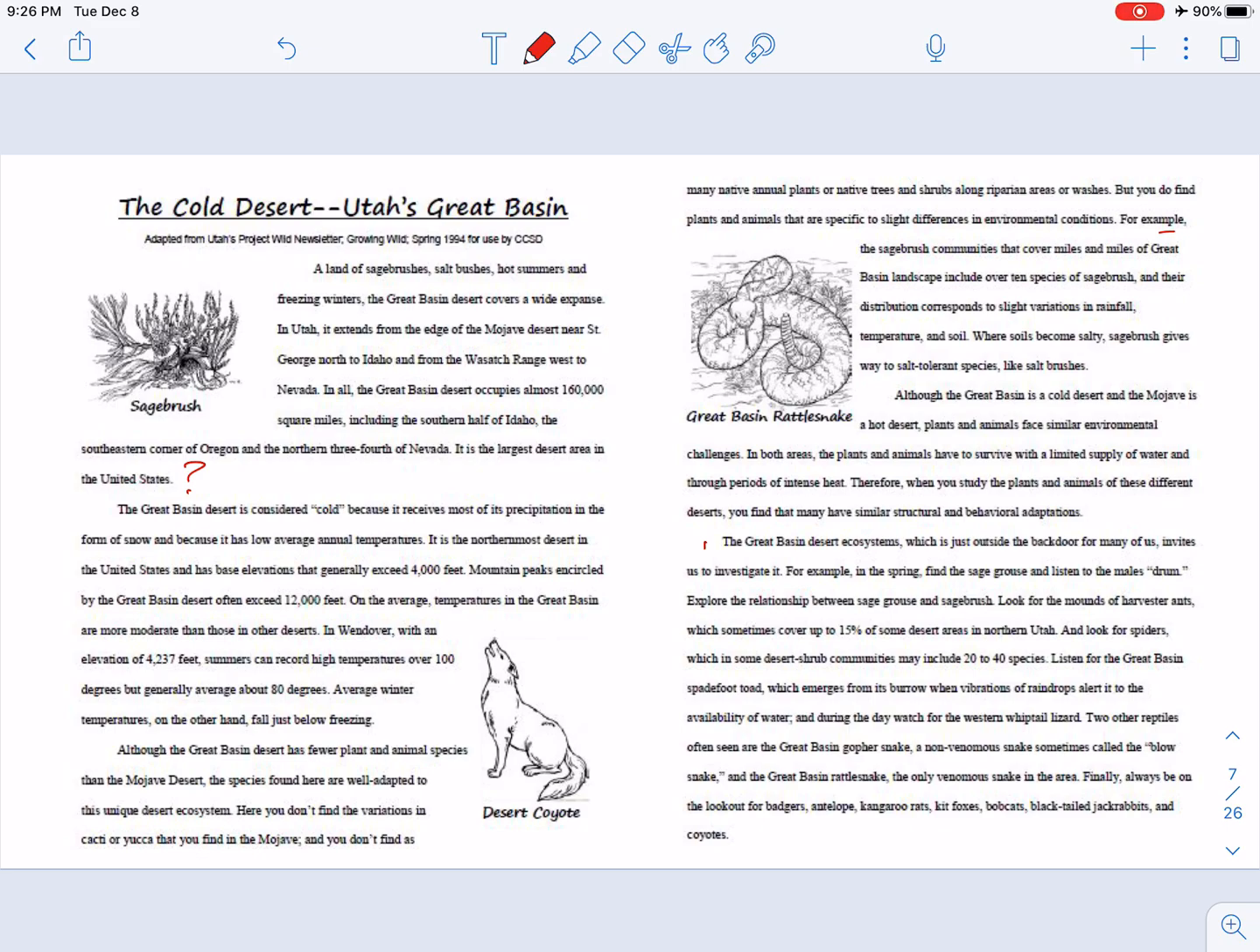Listen for the Great Basin spadefoot toad, which emerges from its burrow when vibrations of raindrops alert it to the availability of water. And during the day, watch the western whiptail lizard. Two other reptiles often seen are the Great Basin gopher snake, a non-venomous snake sometimes called the blow snake, and the Great Basin rattlesnake, the only venomous snake in the area. Finally, always be on the lookout for badgers, antelope, kangaroo rats, kit foxes, bobcats, black-tailed jackrabbits, and coyotes.